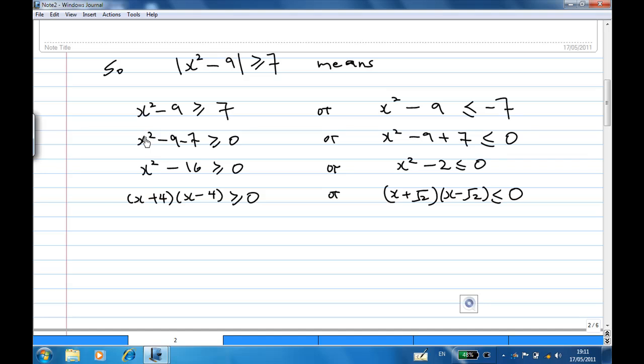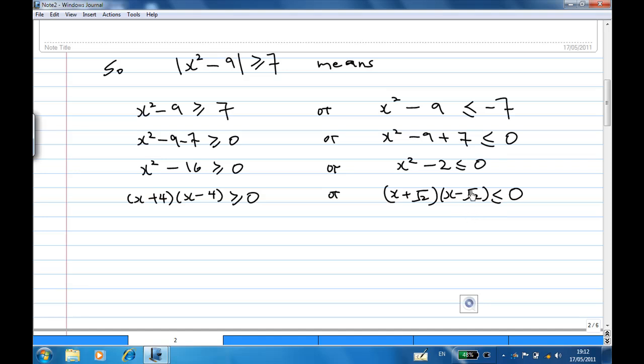Now, on the left hand side, subtract 7 from both sides, and you get x squared minus 9 minus 7 greater than or equal to 0. On the right hand side, add 7 to both sides, and you get x squared minus 9 plus 7 less than or equal to 0. So you have x squared minus 16 greater than or equal to 0 on the left hand side, and x squared minus 2 less than or equal to 0 on the right hand side. And you can further factorize. x squared minus 16 is (x plus 4)(x minus 4), and x squared minus 2 is (x plus square root 2)(x minus square root 2).